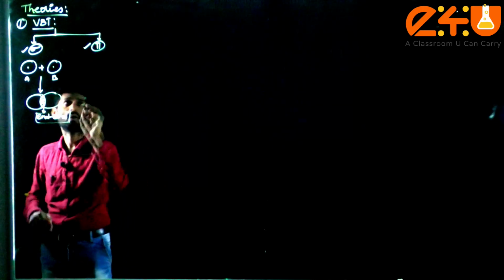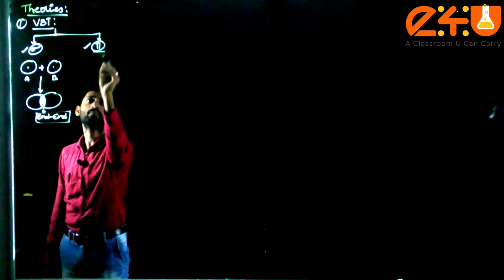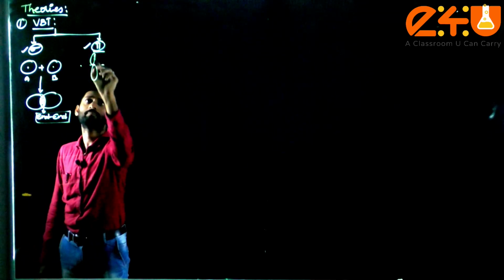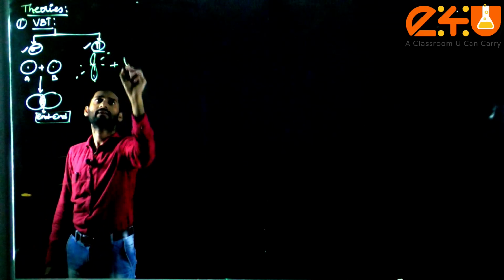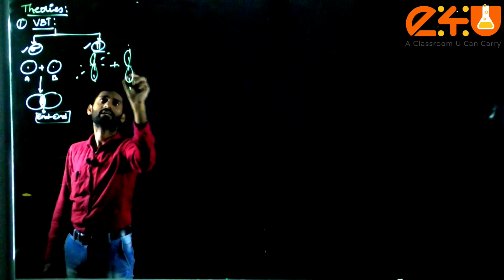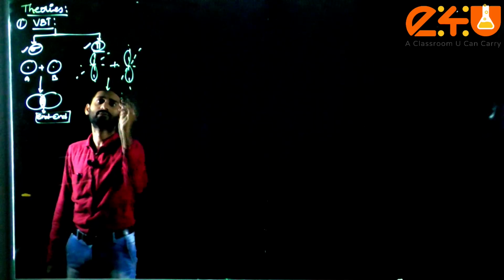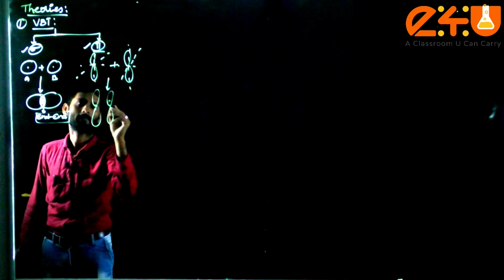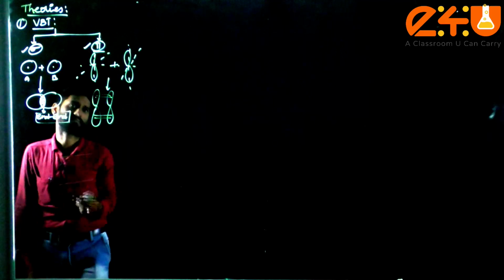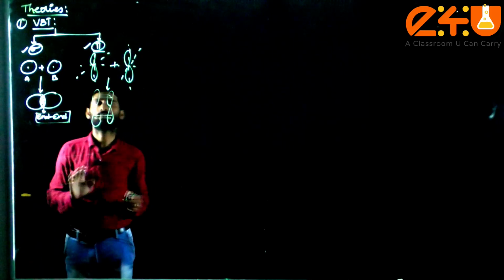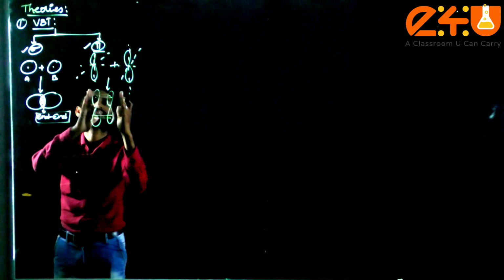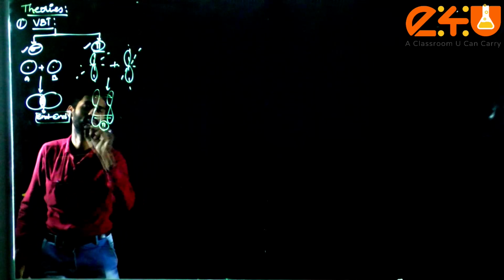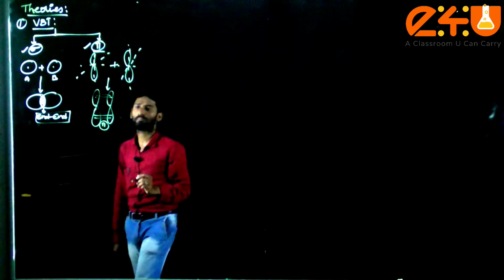Now how about the pi bond? For example, I am taking one p orbital, and next I am taking one more p orbital here. If these two p orbitals are closer to each other, then I am drawing like this. This is called end-end overlapping, and this is called sidewise overlapping. Whenever the sidewise overlapping is there, it leads to the formation of a pi bond. That is the main important concept.